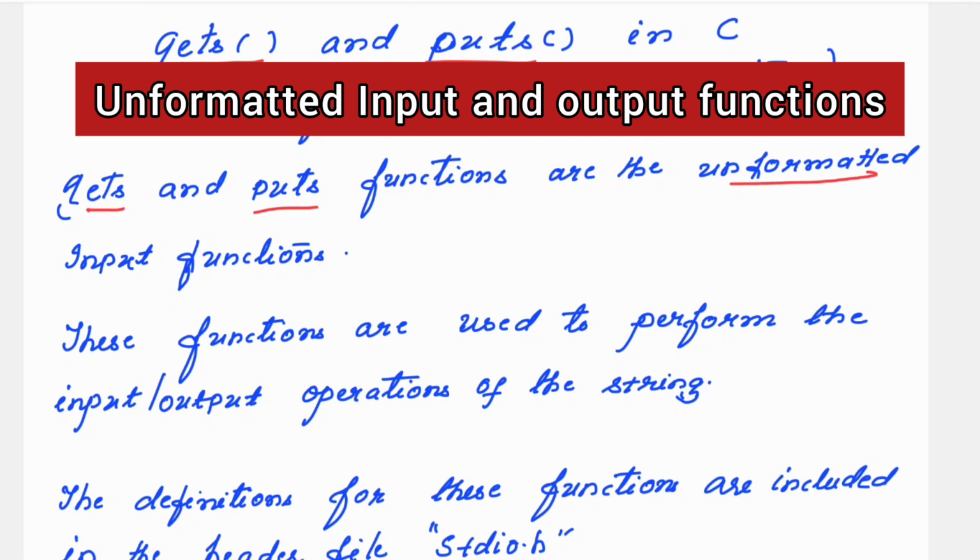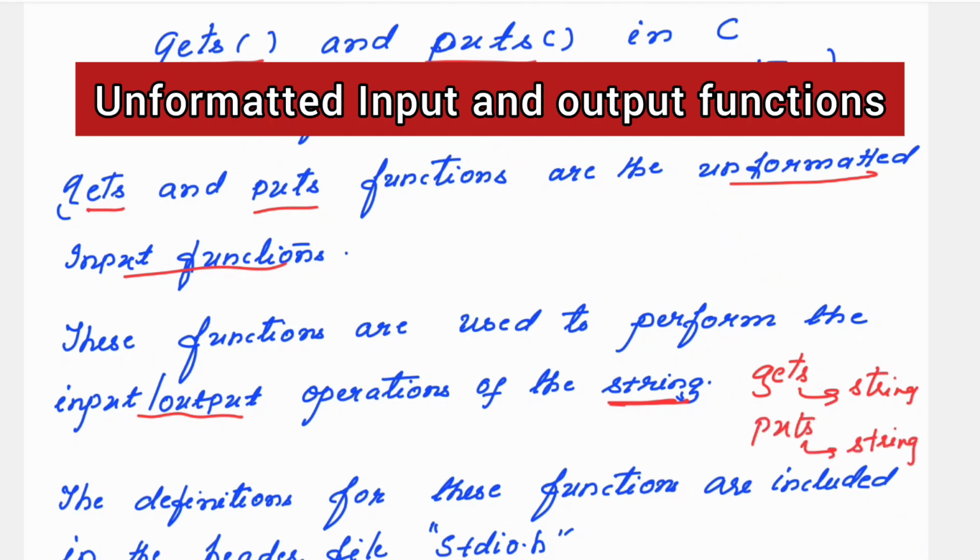As I said, these are unformatted input functions. You are not going to make use of any particular format specifier here, nor is any particular sequence needed. These functions are used to perform input output operations on strings. Now this is very important: you are going to perform the operations only using strings. In gets, the s stands for string, and in puts, the s is also for string.